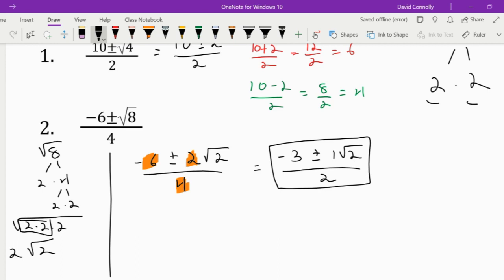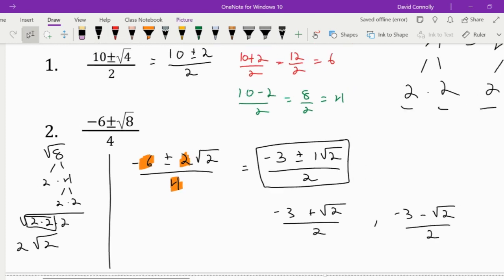Now, if you wanted to know what this value was, you could plug it into the calculator. Negative 3 plus the square root of 2 over 2, and the other one, negative 3 minus the square root of 2 over 2. But that's not necessary. For this class and for most classes, we're just going to leave it just like that. And that's an acceptable final answer.